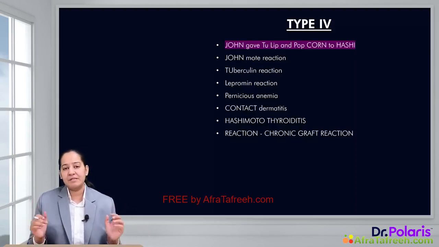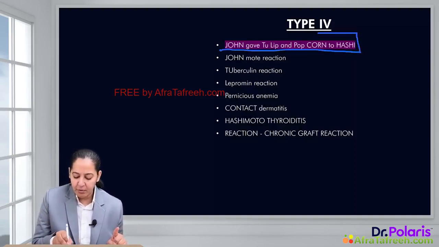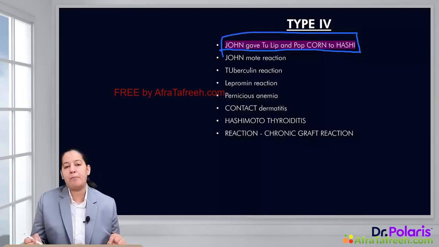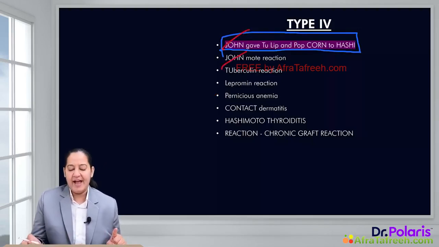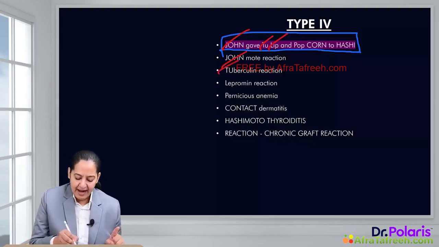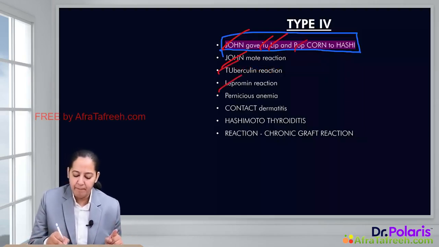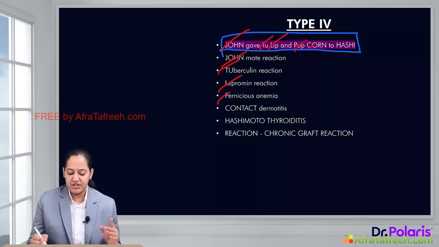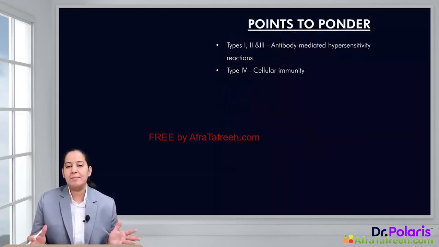Now coming to the examples of type 4. There is a mnemonic for that. The mnemonic is John gave tulip popcorn to Hershey. So John stands for Mantoux reaction. Tulip, T stands for tuberculin, and L stands for lepromin reaction. So tuberculin reaction, lepromin reaction. Popcorn, P stands for pernicious anemia, C stands for contact dermatitis, and Hershey stands for Hashimoto thyroiditis. So these are the examples of type 4.